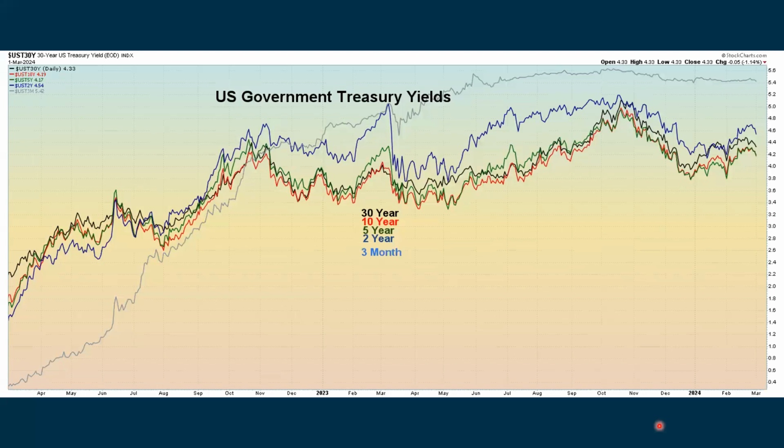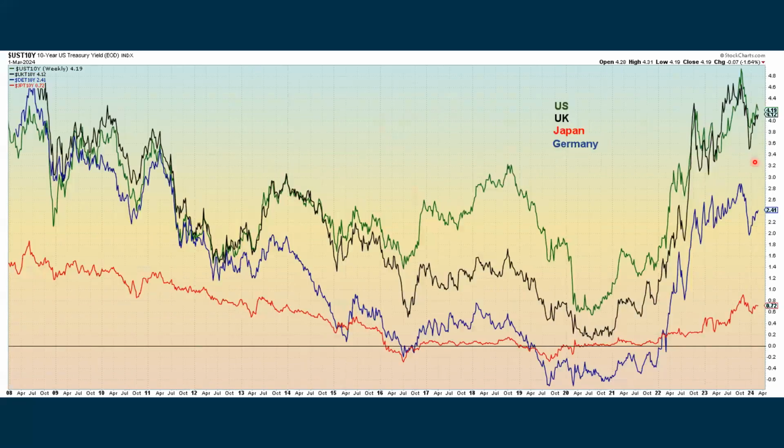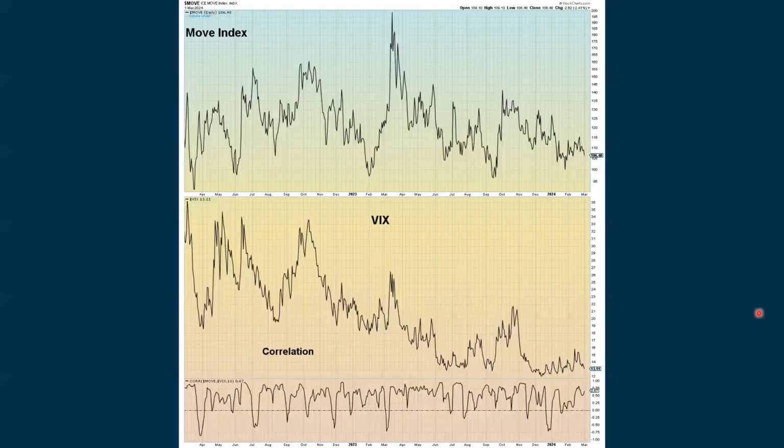Here's a daily chart of the different maturities for yields where we had been going up. Lately, we've been starting to come back down with our interest rates. Here's a weekly chart looking internationally, where we saw a slight decline with the US and UK rates this past week. German rates are still starting to go up, and we're lower, but pretty much flat with the Japanese rates.